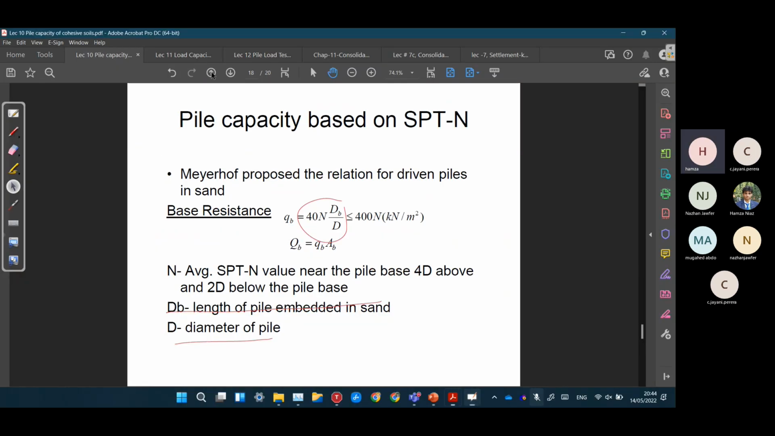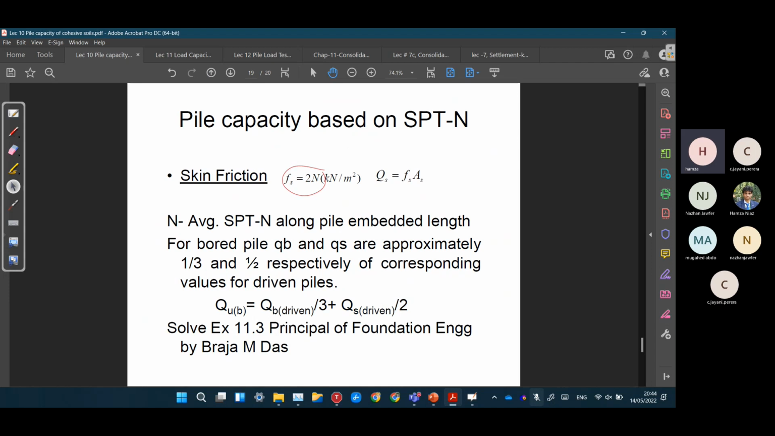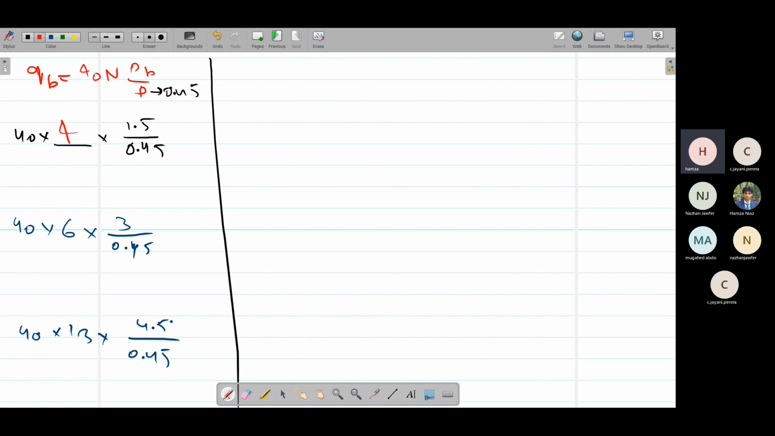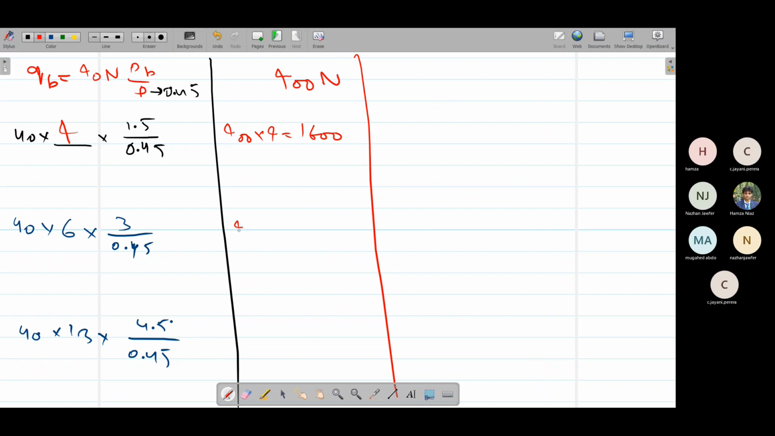So after this, they have said that its value should not be more than 400 times n. The limit value is 400 times n. So for the first layer, 400 into 4, that is 1600. For the second layer, it is 400 into 6, the n value for that layer, 2400. The third layer is 400 into 13, that is 5200. This is the limiting value.